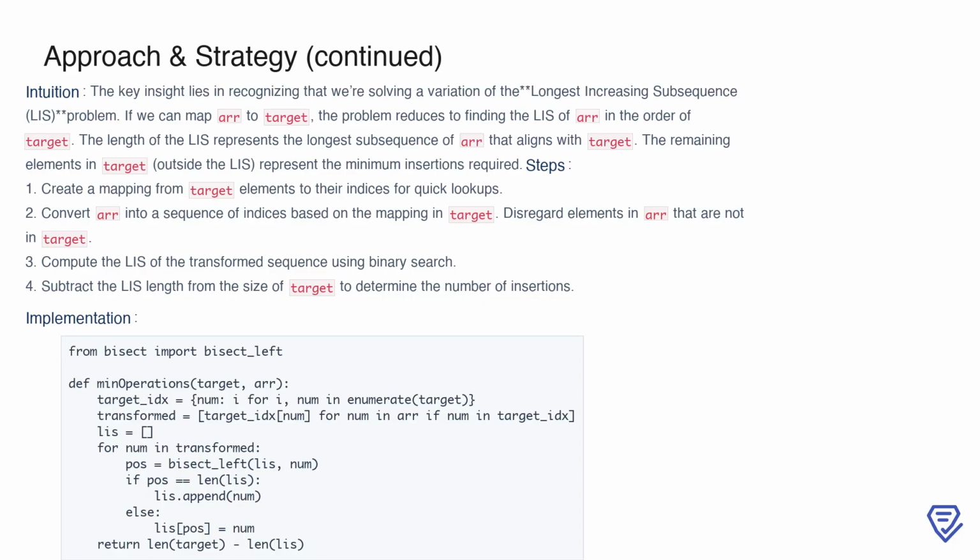To implement this, we first create a mapping of target elements to their indices for quick lookups. Then, we transform ARR into a sequence of indices based on this mapping, filtering out any elements not in target. Finally, we compute the LIS of the transformed sequence using a binary search approach, which is both efficient and scalable. This solution ensures that we achieve an optimal balance between accuracy and performance.